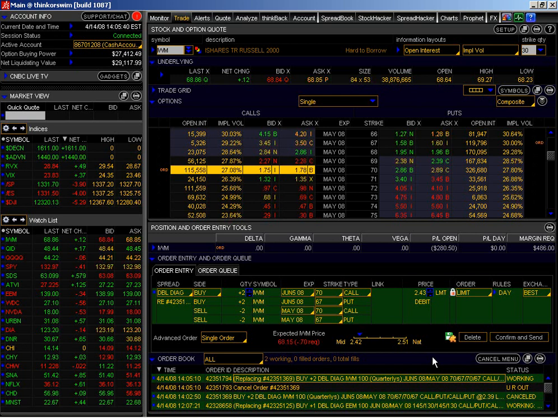And so let's see if we can get hit at 243. If not, we can wait about 5 minutes and then replace our order with another one. And this is how we start to build a portfolio trade. We don't put a lot of contracts on.